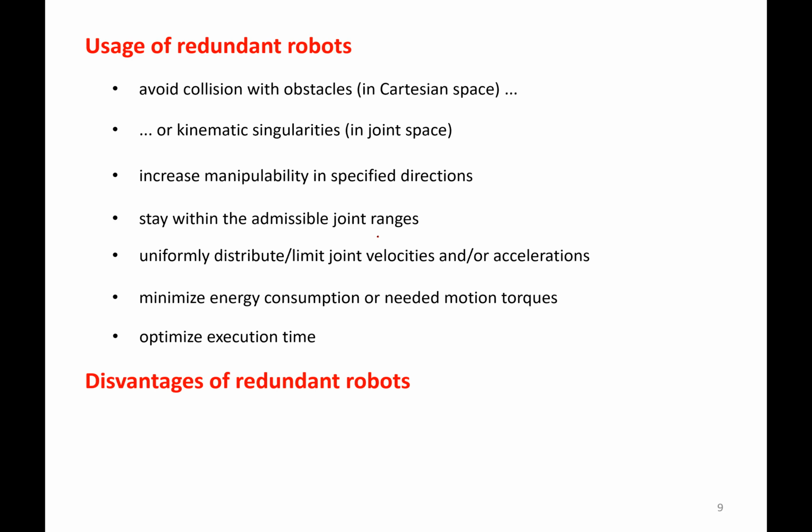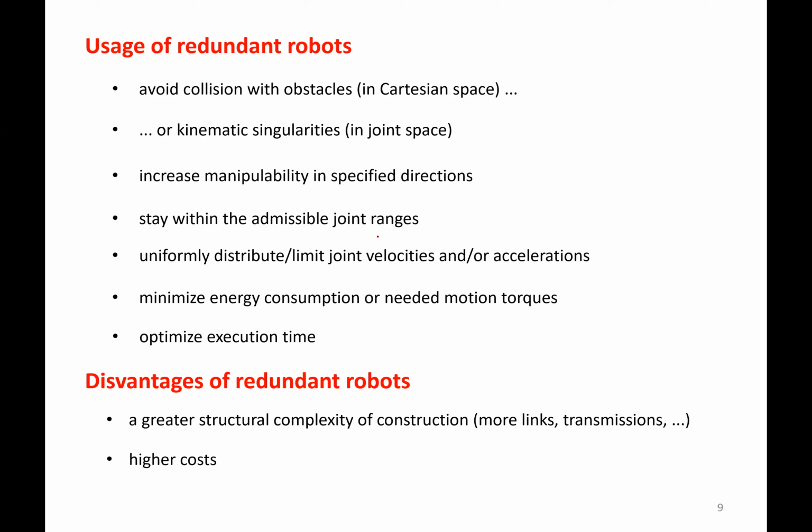And the disadvantages are greater structural complexity in construction, because we have more degrees of freedom, more links, more transmissions, more motors, more actuators, higher costs, of course, and more complicated algorithms for motion control. We will see them in next lectures.